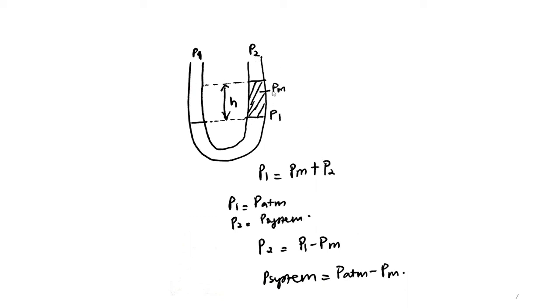Now in our experiment, P2 is connected to the system, P1 is the atmosphere. So if you plug that into this equation, P2 is equal to P1 minus Pm, and the P system in which we are interested is equal to the P atmosphere minus the P manometer. And the P manometer that you measure is the difference between the mercury levels.